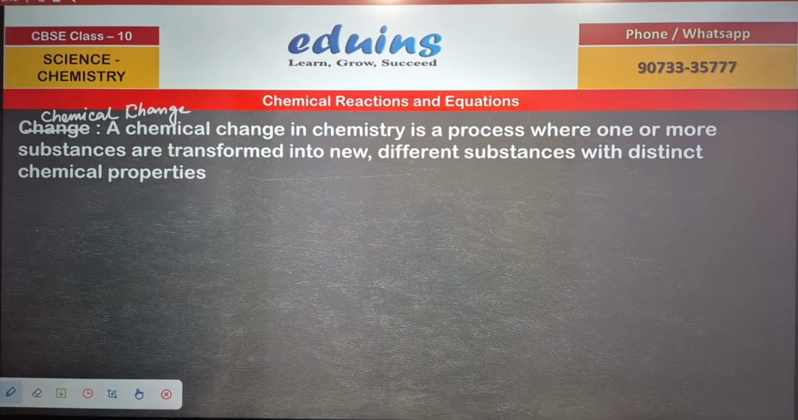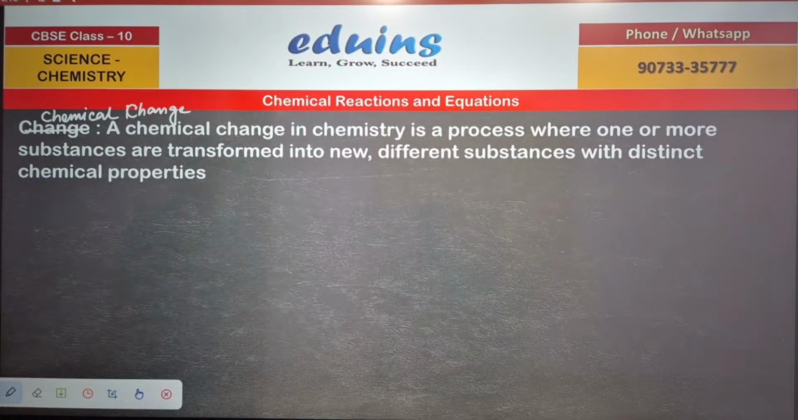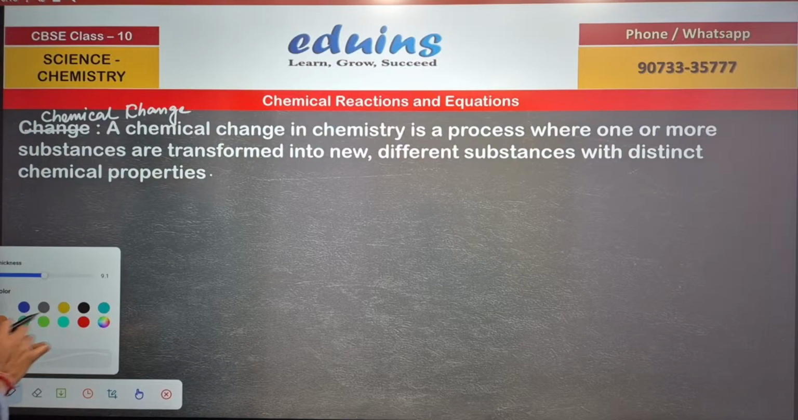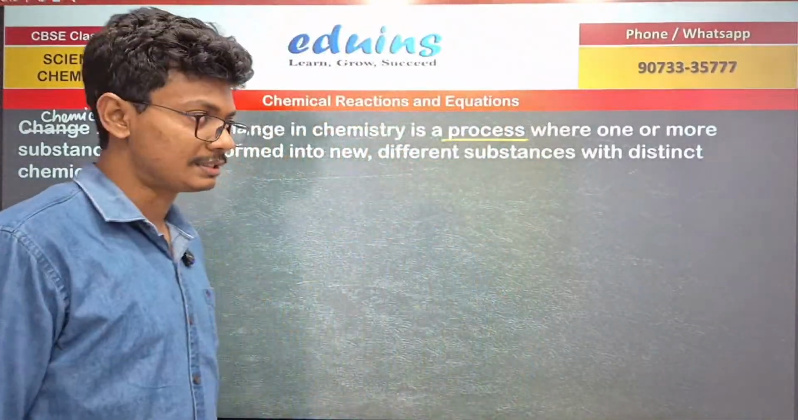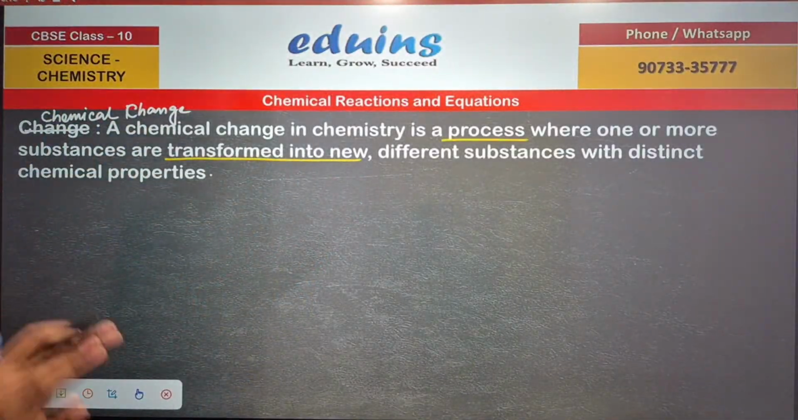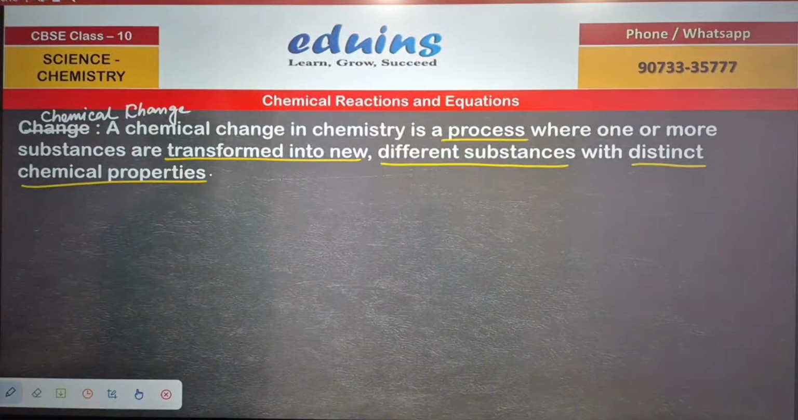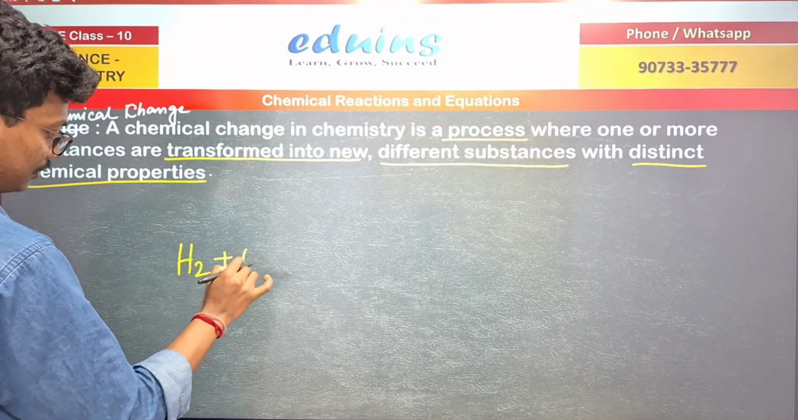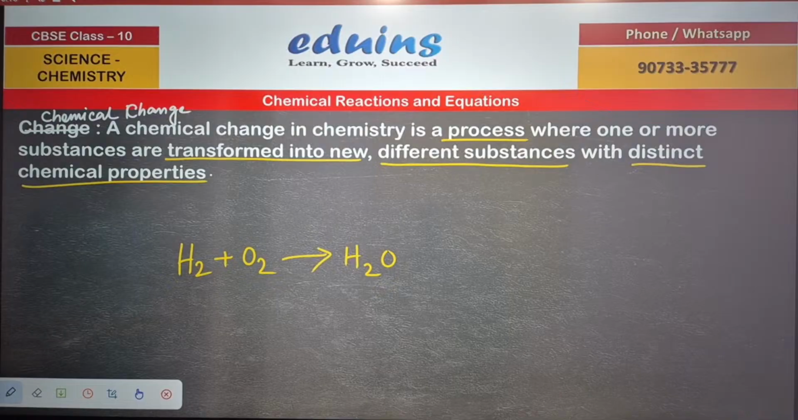The chemical change in chemistry is a process where one or more substances are transformed into new, different substances with distinct chemical properties. So what are the main points? Like hydrogen plus oxygen, it will form water. Simple example.